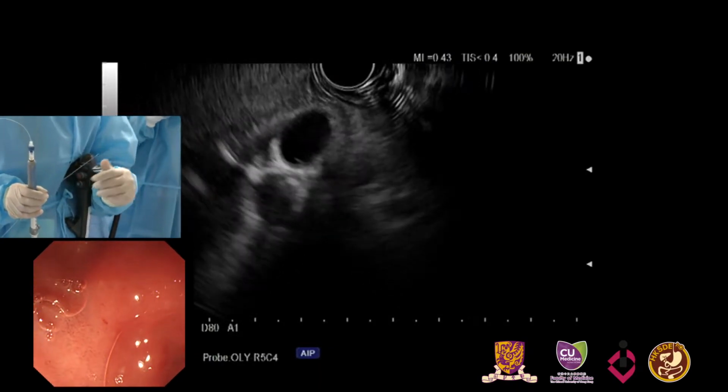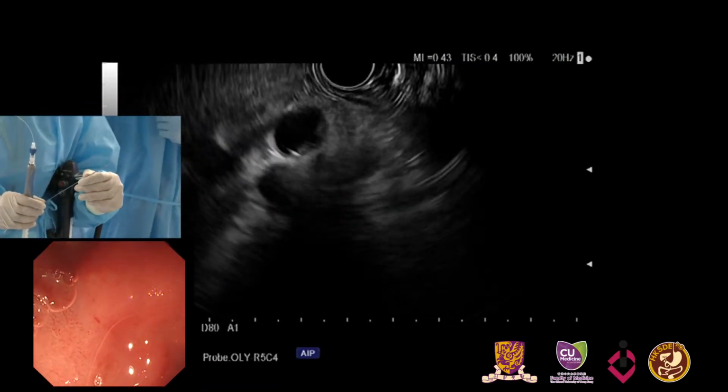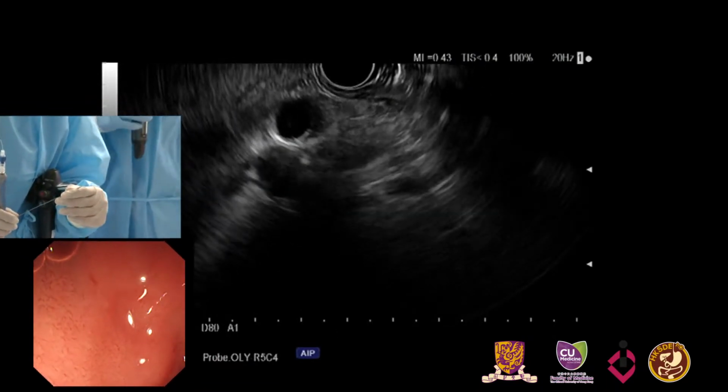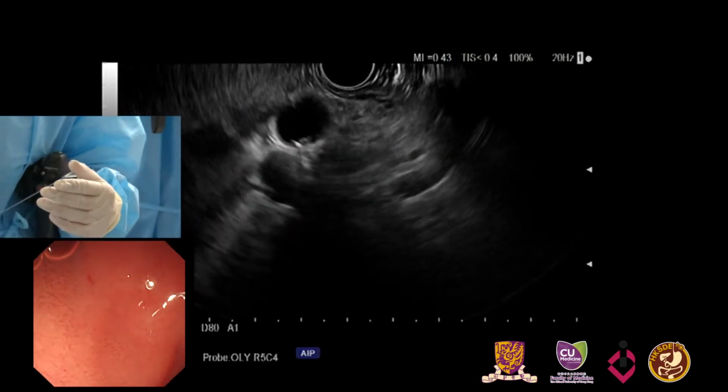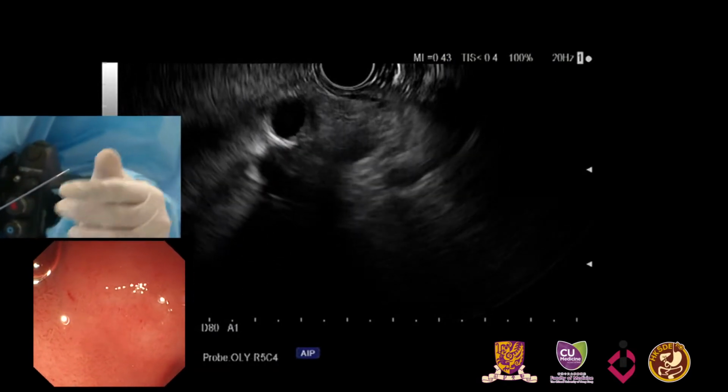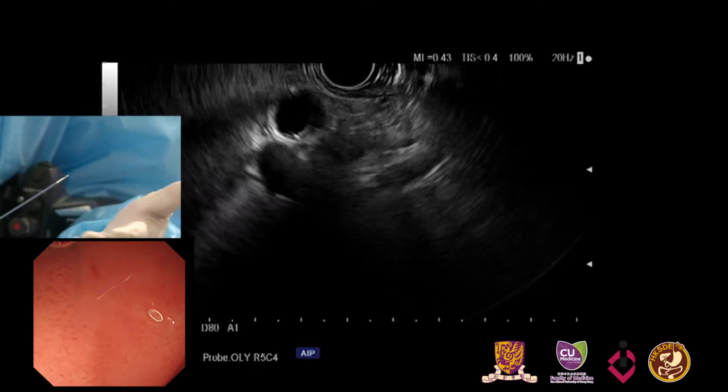Yes, Sendai and Fukuoka guidelines are focused on IPMN and the mucinous lesion, but we are looking at other lesions too. Yes. I don't know if we can focus in on my hands now.